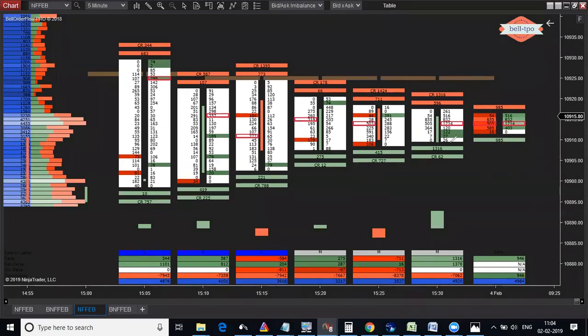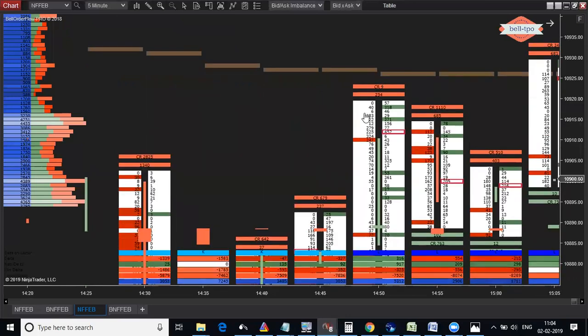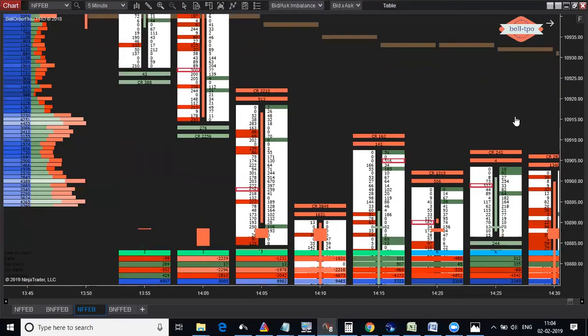Sir, left to right, we have seen top left and bottom right. If top left has unfinished business, that also we are going to consider, right, sir? Yes, top left and bottom right. That also we'll consider, and it doesn't matter.